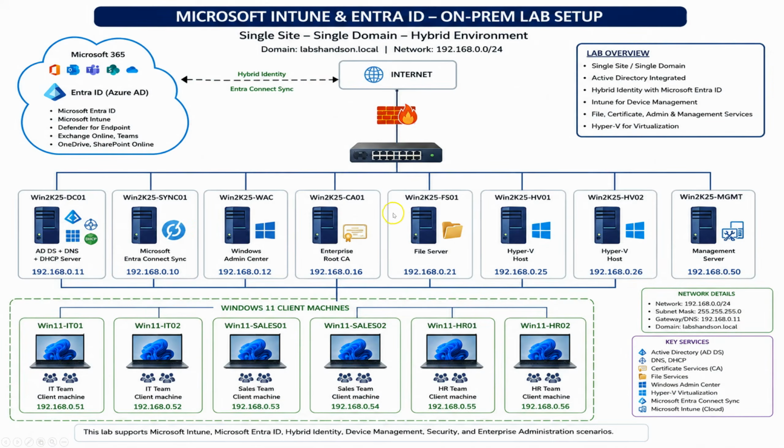So I've got multiple servers including 6 client machines, and this is my network infrastructure. I'm using this network in my VMware Workstation, which has internet connectivity also, and my local domain name is labs.lan. In overview, this has a single site, single domain, Active Directory integrated, and we are going to set up hybrid identity with Microsoft Entra ID, Intune for device management, and file, certificate, admin and management services.